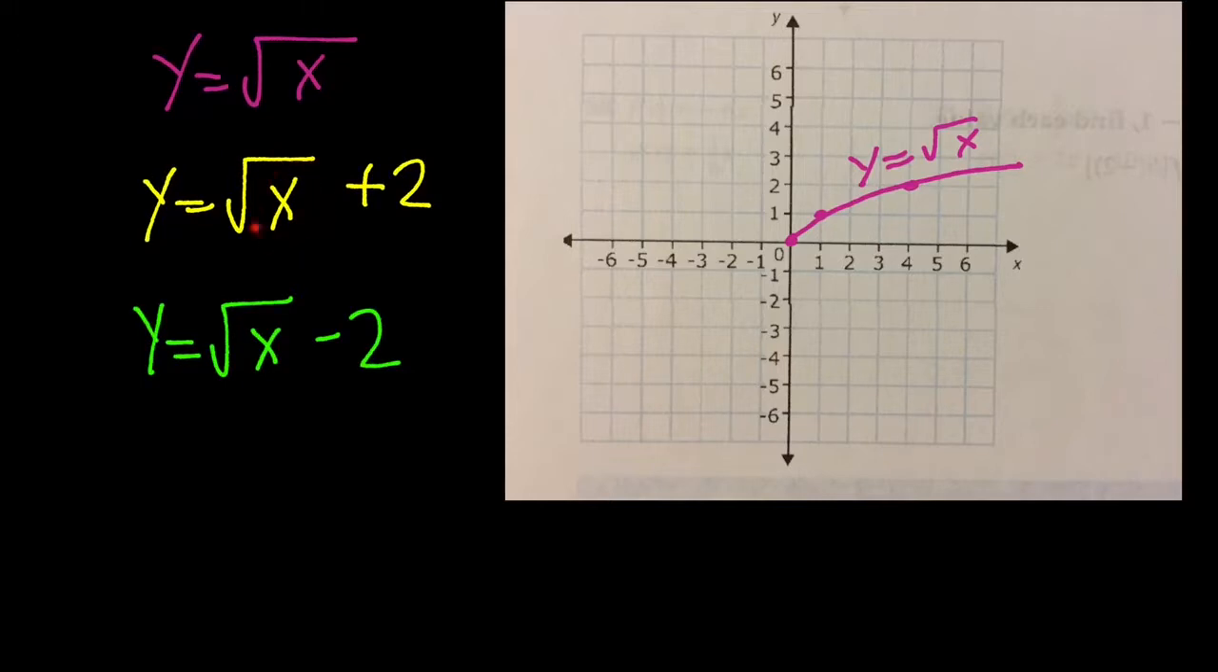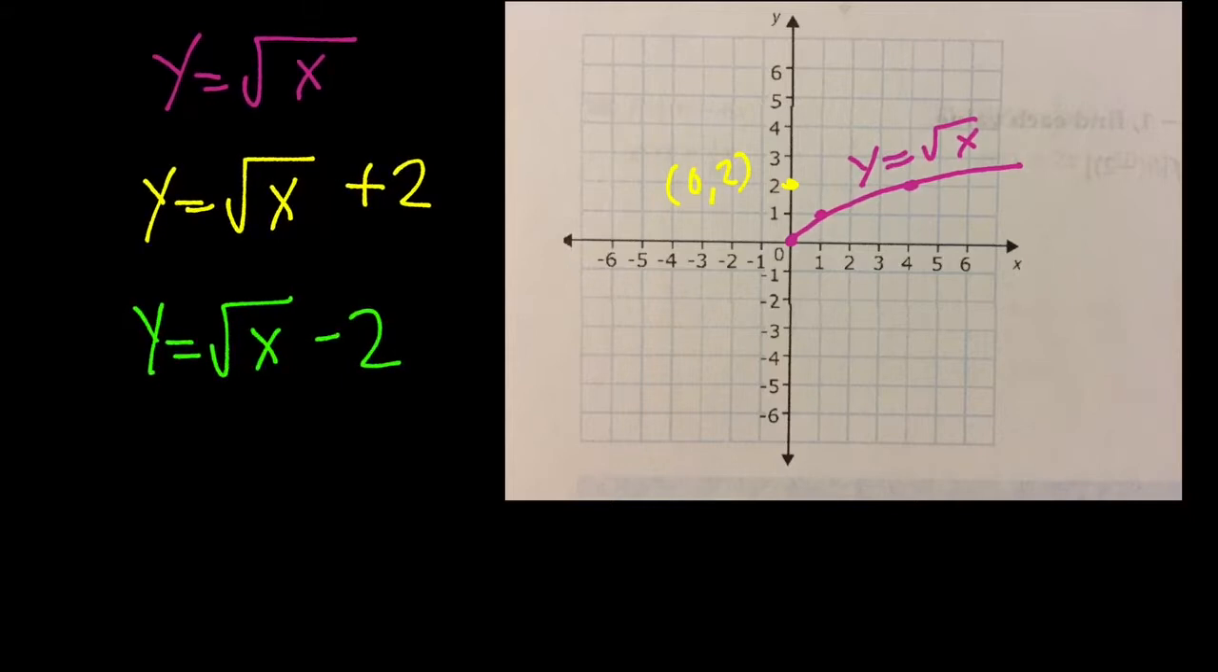So if I started at 0, x equals 0, square root of 0 is 0, but then I have to add 2. So that's going to mean my x is 0. I'm going to stay at the origin, but then I have to shift up 2. So my first point will be at the coordinate 0, 2.